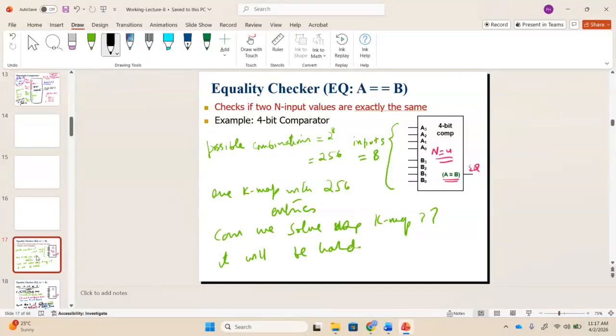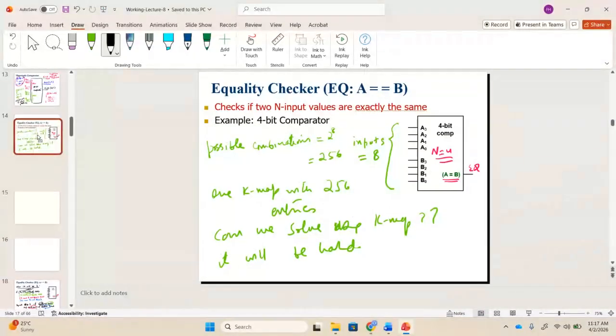Okay. Now what we are going to do? So now we want to design, can you see here? We want to design an equality checker. And what does an equality checker say? Now we want to design this thing.